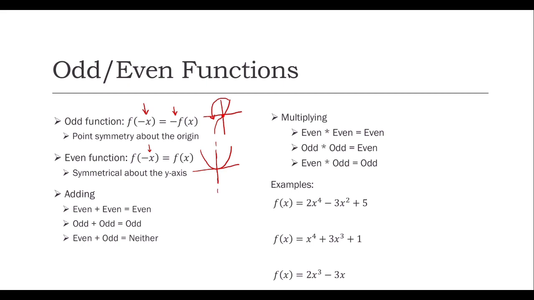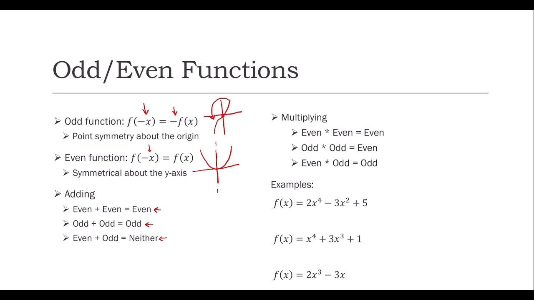So next we'll talk about adding odd and even functions. So if you add two even functions, you'll still get an even function. If you add two odd functions, it'll still be an odd function. And if you add an even and an odd function, it won't be even or odd, it'll be neither.